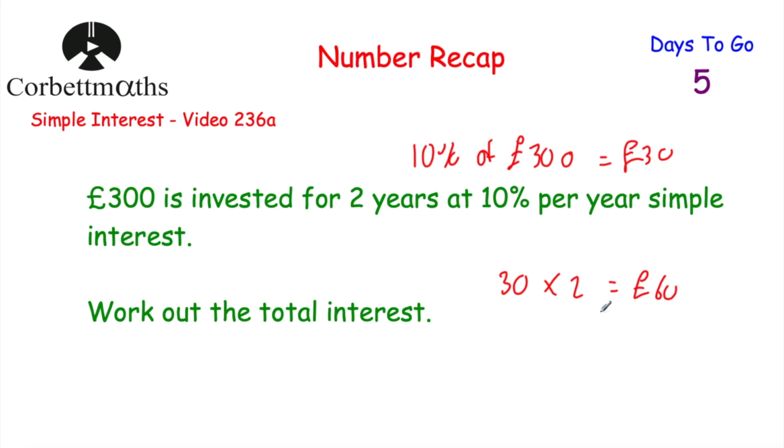If the question said to work out the total amount of money in the bank account, I'd add that £60 onto the 300 and the answer would be £360. But the question just said to work out the total interest, so the answer is £60. So simple interest, the amount of interest stays the same every single year. Now they're not as common as compound interest, so let's have a look at compound interest.